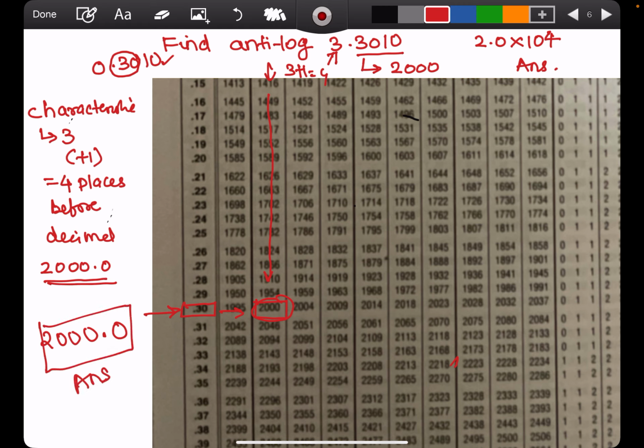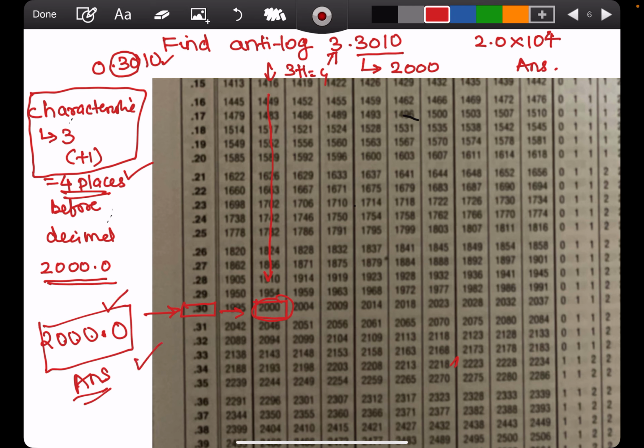Okay, so this way, in finding the anti-log, the most important point is to place the decimal correctly. And how do you place the decimal? For placing the decimal, you need to remember this formula, that characteristic plus 1 will give you the location of the decimal. So in this case, 3 plus 1, 4. So 1, 2, 3, 4. And this is the location of the decimal, and this becomes the answer.